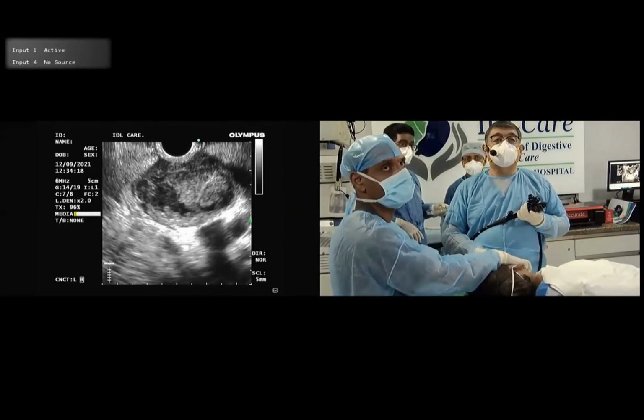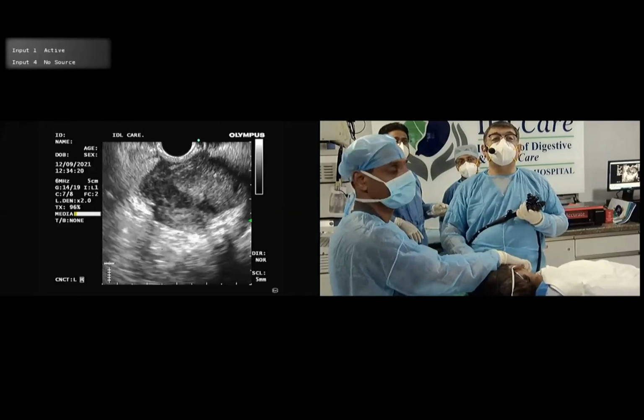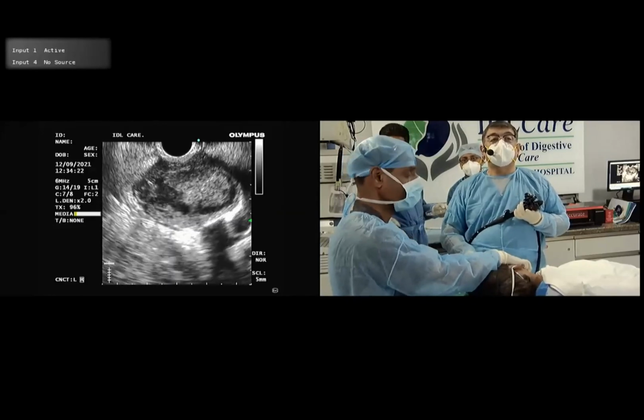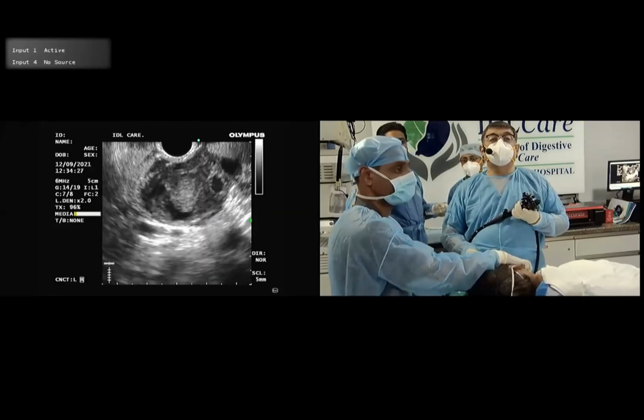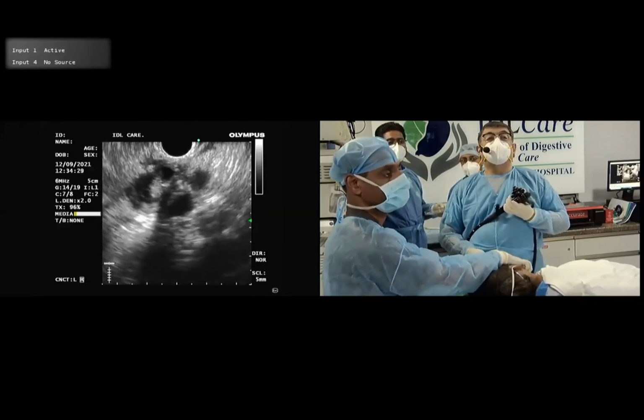So if you have a solid lesion where you are not sure what you are dealing with, here because of the rim of fluid, I am pretty sure we are dealing with an inflammatory mass.